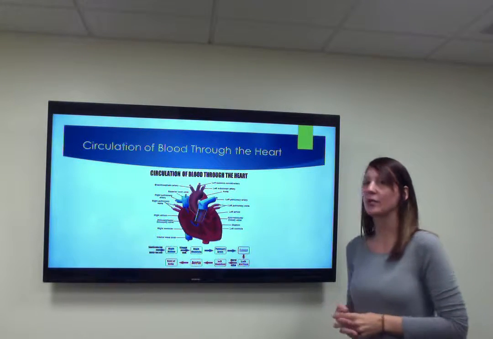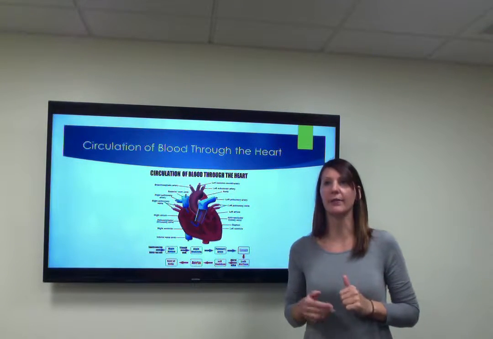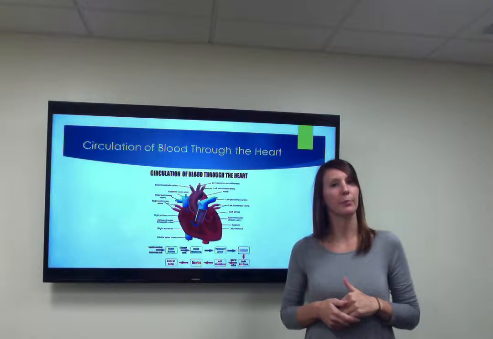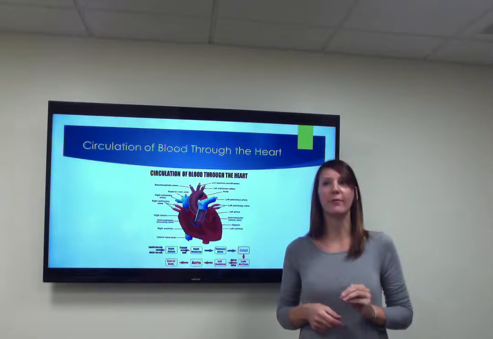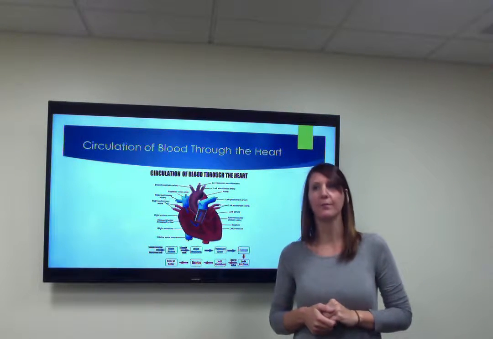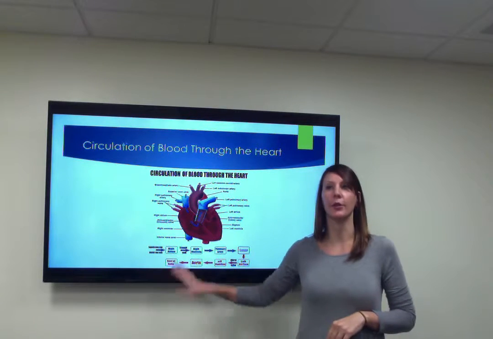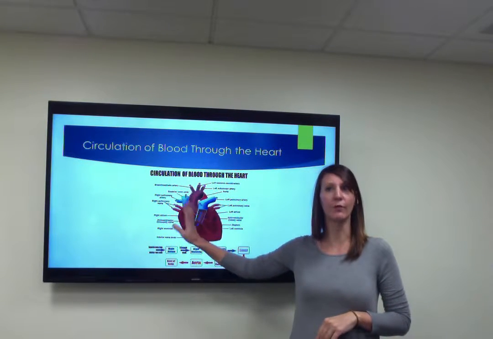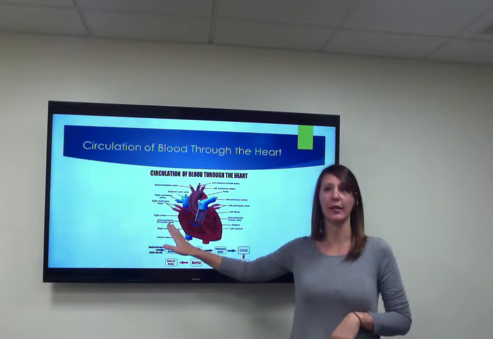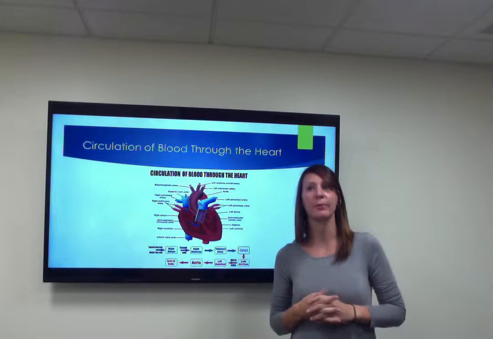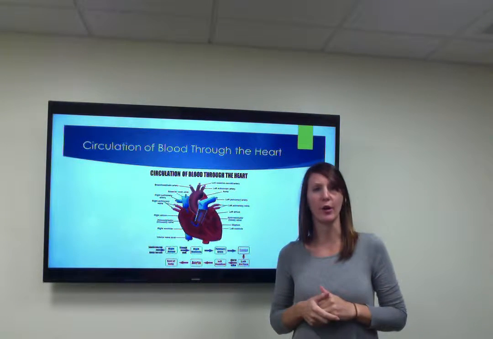So your heart is actually divided into a right side and a left side, and this concept protects oxygen-rich blood from mixing with the oxygen-poor blood. So the oxygen-poor blood returns to the right atrium and ventricle after circulating through the body and pumps blood to the lungs through the pulmonary arteries.